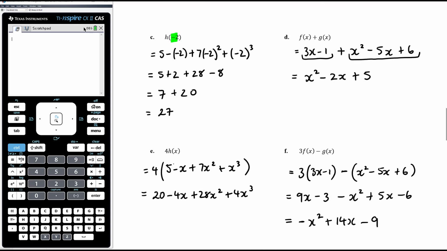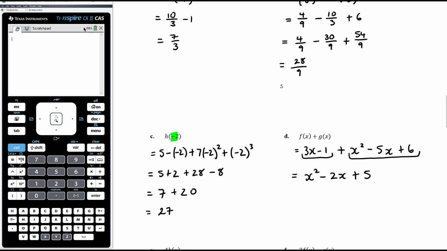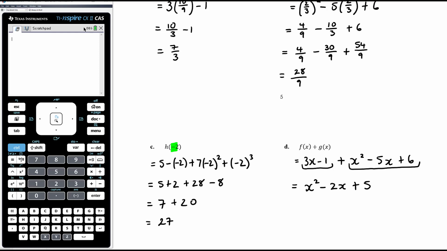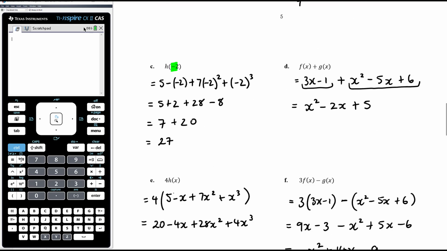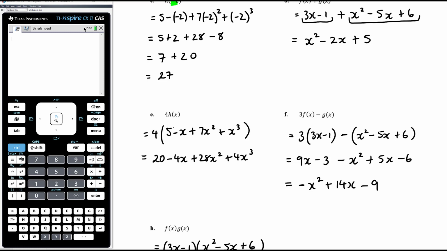So just having a look at what we're doing here, when we add together two polynomials, if we add a linear and a quadratic together, we still get a quadratic. Adding them together doesn't increase the degree because you're just collecting like terms, you're not multiplying any terms together. Multiplying a function by a constant value is not going to change its degree. H of x was a cubic, 4 times h of x is still a cubic.